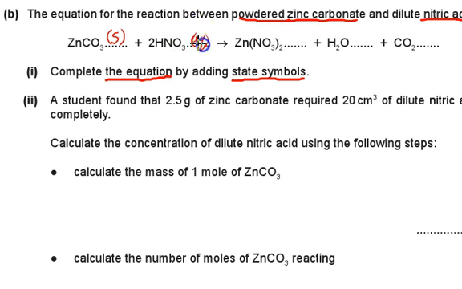Alright, there is a small difference between aqueous and liquid. If it's a molten form of a substance, you write it as l, liquid. If it's aqueous, it's a salt or acid in solution. Like here, we have zinc nitrate, which is a salt, so we write aqueous. Water is not a salt, so we write it as a liquid. And carbon dioxide definitely is a gas.